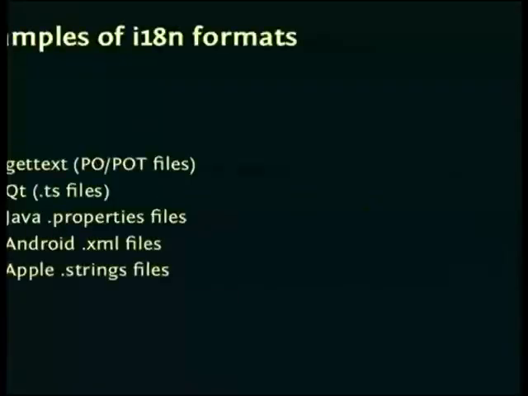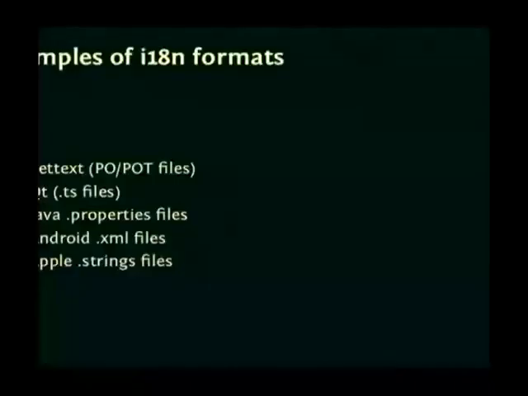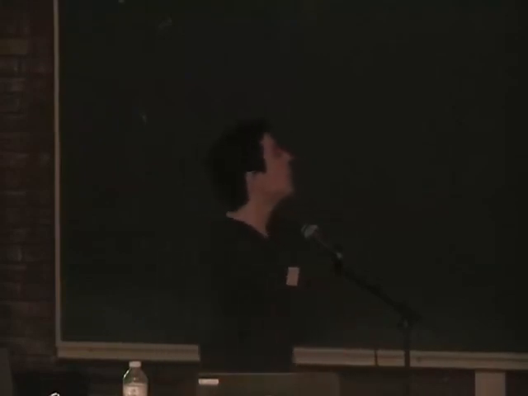So for internationalization, there are many formats that are used in the software world. These are just some examples. The most popular one, especially for open source software, is the first one, the PO files. But for Qt software, there are TS files, and other languages and platforms use their own formats, like Java, Android, and Apple.